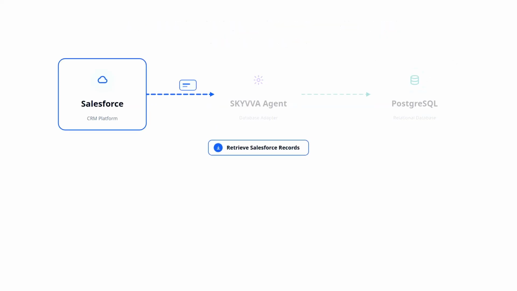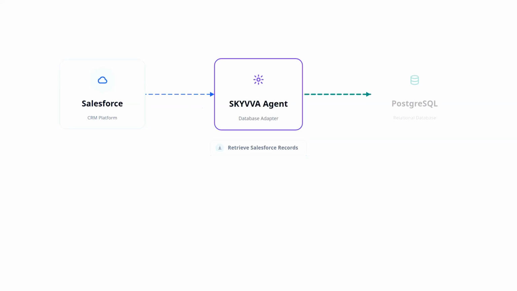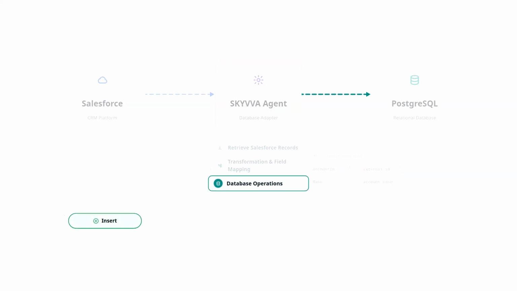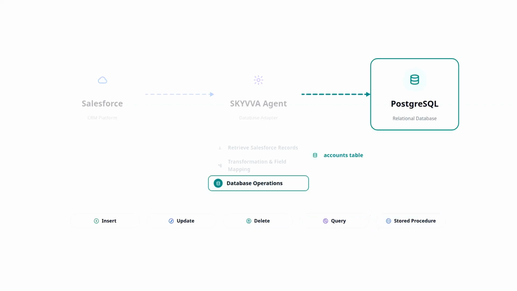SKYVVA connects directly to Salesforce, retrieving exactly the records you need, in real time or on a schedule. Every Salesforce record is transformed and mapped automatically, turning CRM fields into the right PostgreSQL columns. The agent then applies insert, update, delete, query, or stored procedure operations, matching your exact database strategy. Mapped records are written straight into PostgreSQL, keeping your relational database perfectly in sync with Salesforce.